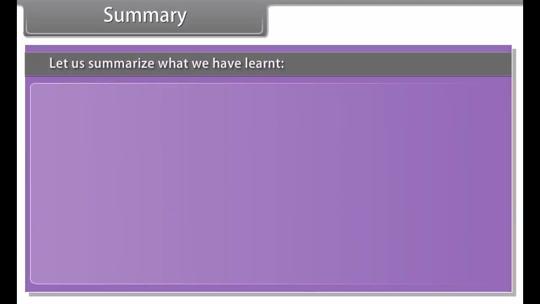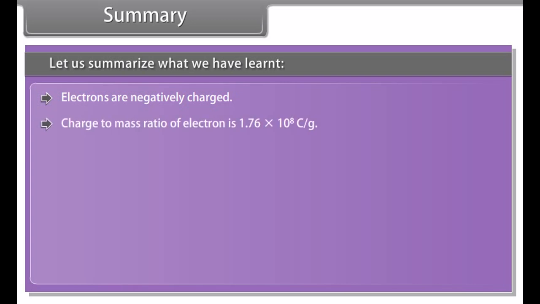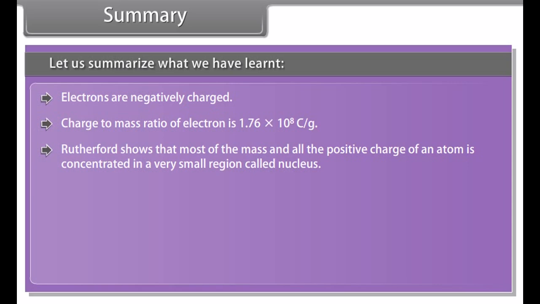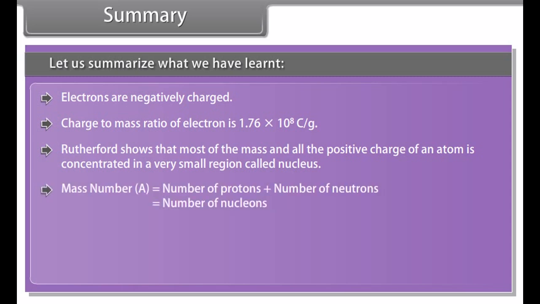Summary. Let us summarize what we have learnt. Electrons are negatively charged. The charge to mass ratio of an electron is 1.76 into 10 raised to the power 8 coulombs per gram. Rutherford showed that most of the mass and all the positive charge of an atom is concentrated in a very small region called the nucleus. Mass number A is equal to the number of protons plus the number of neutrons, which is equal to the number of nucleons.